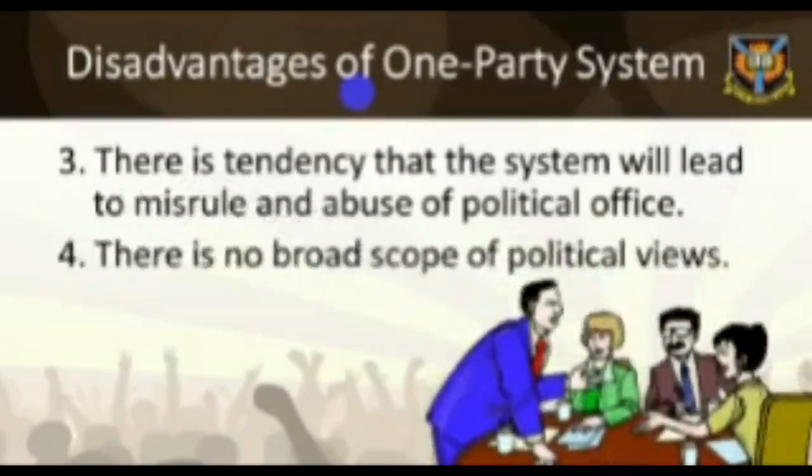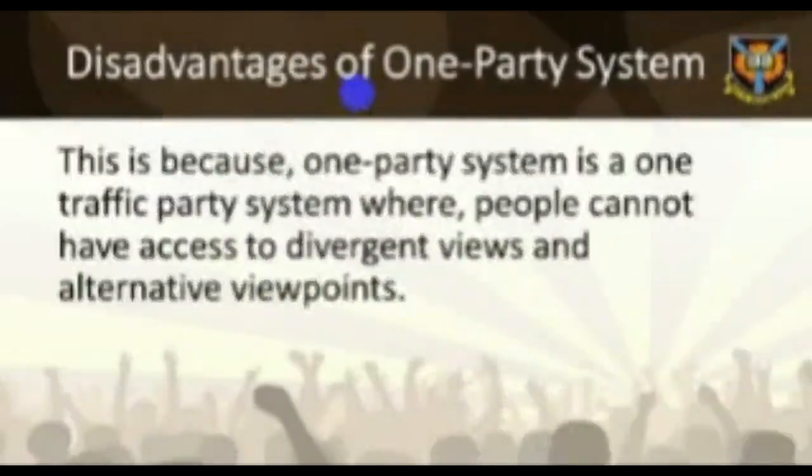4. There is no broad scope of political views. This is because the one-party system is a one-traffic system where people cannot have access to the divergent views and alternative viewpoints that dominate pluralist political systems, that is, states that have two or more political parties. Therefore, we are likely to experience limited political education and communication in a one-party system.